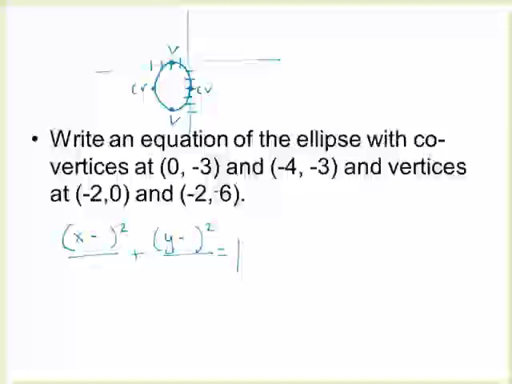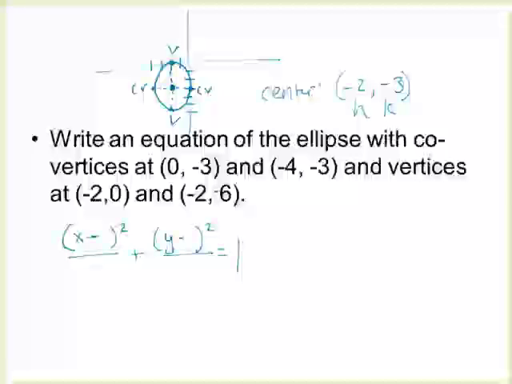So h and k, or what goes in those parentheses, is supposed to be the center, but we're not given the center. But the center should be right in the middle. So if I connect together those vertices and covertices, that should let me know where my center is. So where is the center of this thing? -2, -3 is our center. It needs to be in line with the vertices and the covertices and right in the middle of everything. So that's our h, k.